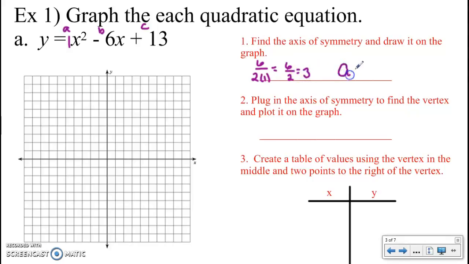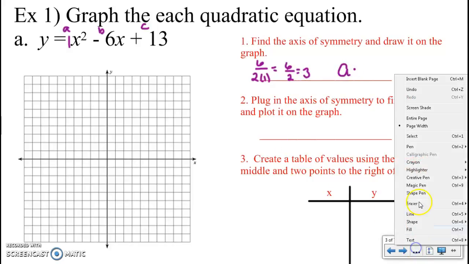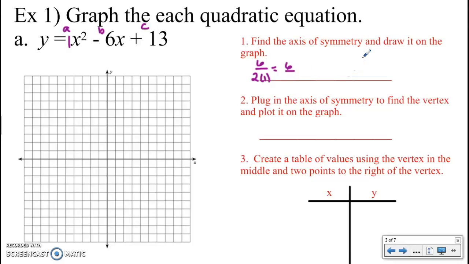That means our axis of symmetry is going to be x equals 3, not a equals 3. So we have x equals 3. So that means if I go over to 1, 2, 3, my axis of symmetry, and you can draw this as a solid line if you'd like, is a vertical line, and that's where the graph is going to be cut in half.